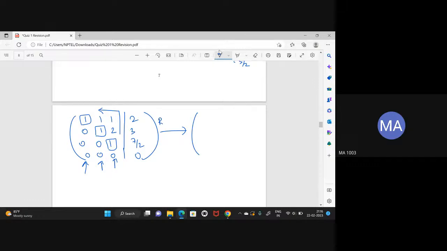So, how will you make this entry 0? R2 minus twice R3. Use this row where the pivot is. And R1 becomes R1 minus R3.